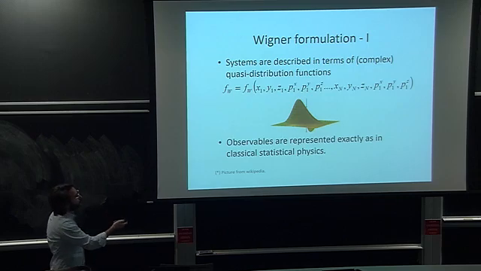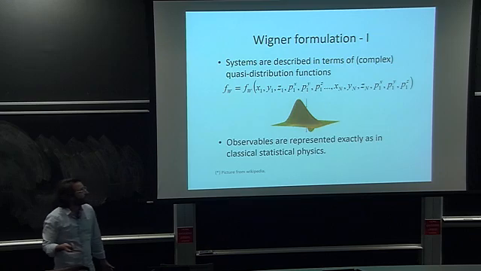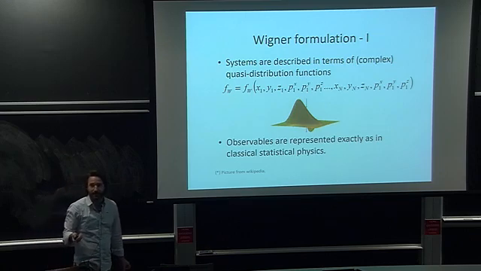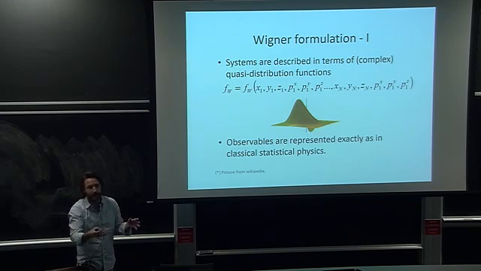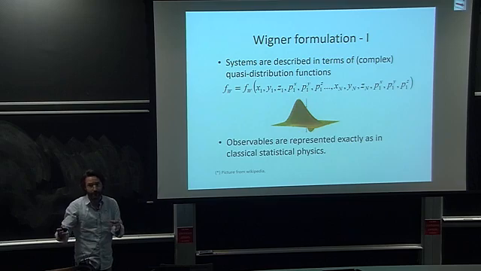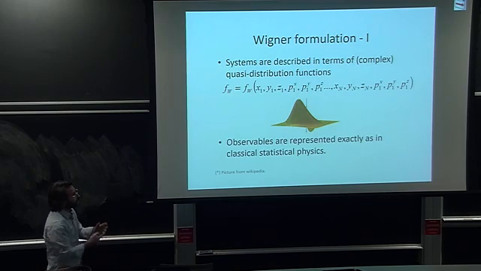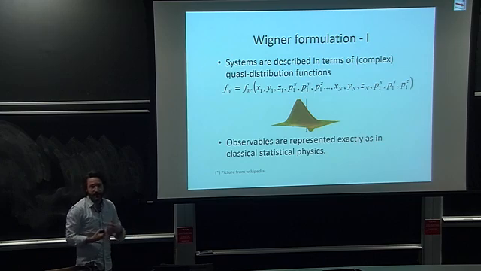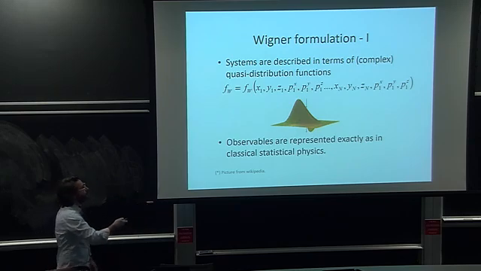But the very interesting thing about this formulation is that every observable is represented exactly in the same way as in classical statistical physics. So you take the quasi-distribution, even though you know it's a quasi-distribution, and you use it as a distribution. So it's interesting because if you are familiar with classical statistical physics, then you can get familiar with Wigner in just a few minutes. It comes for free. You don't have to make any effort.